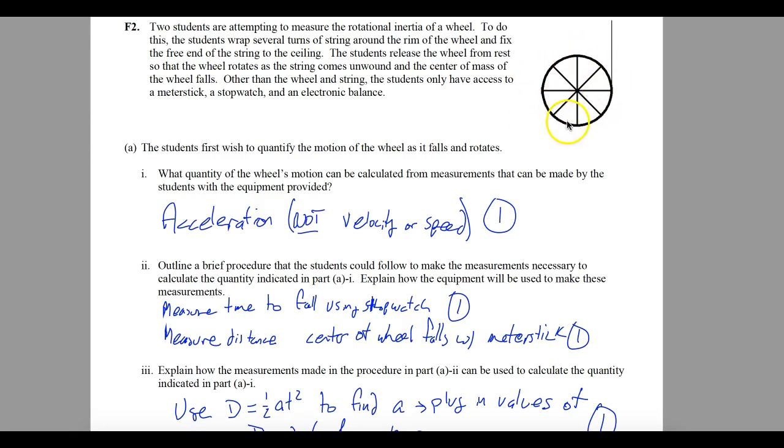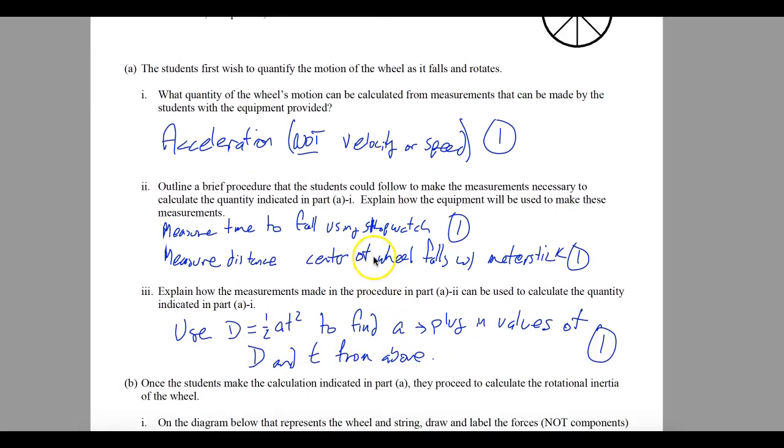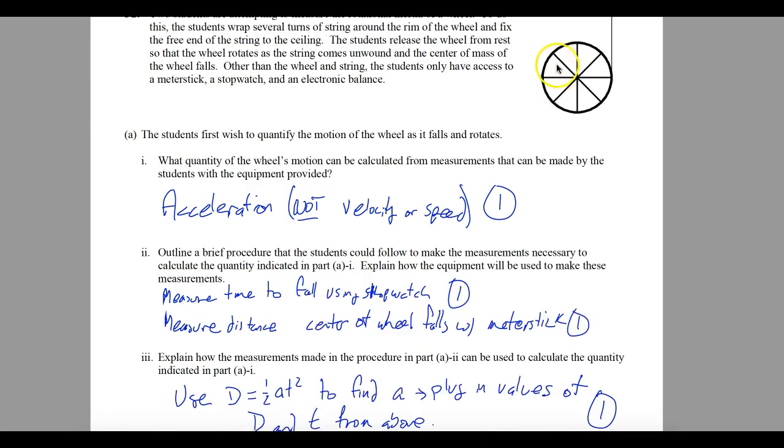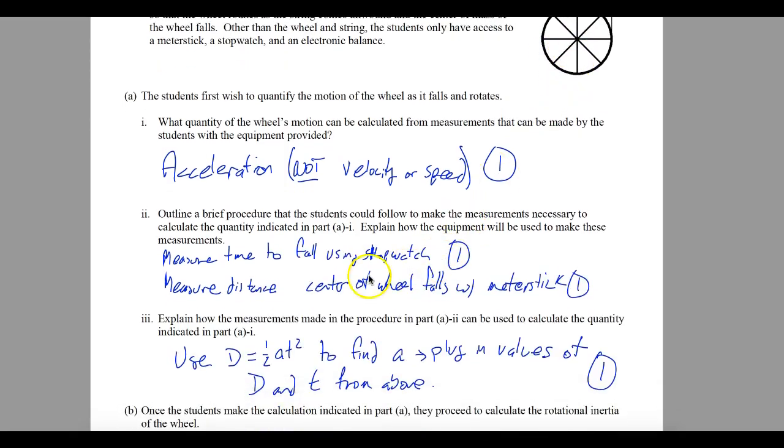You can find the acceleration, not the velocity or the speed, because it's not going to travel at a constant velocity or speed. So it does have to be acceleration, since it is falling and being pulled down by gravity. To do that, we need to measure the time to fall using the stopwatch, and we need to measure the distance from the center of the wheel down to the ground. Those are the two things we are trying to measure.